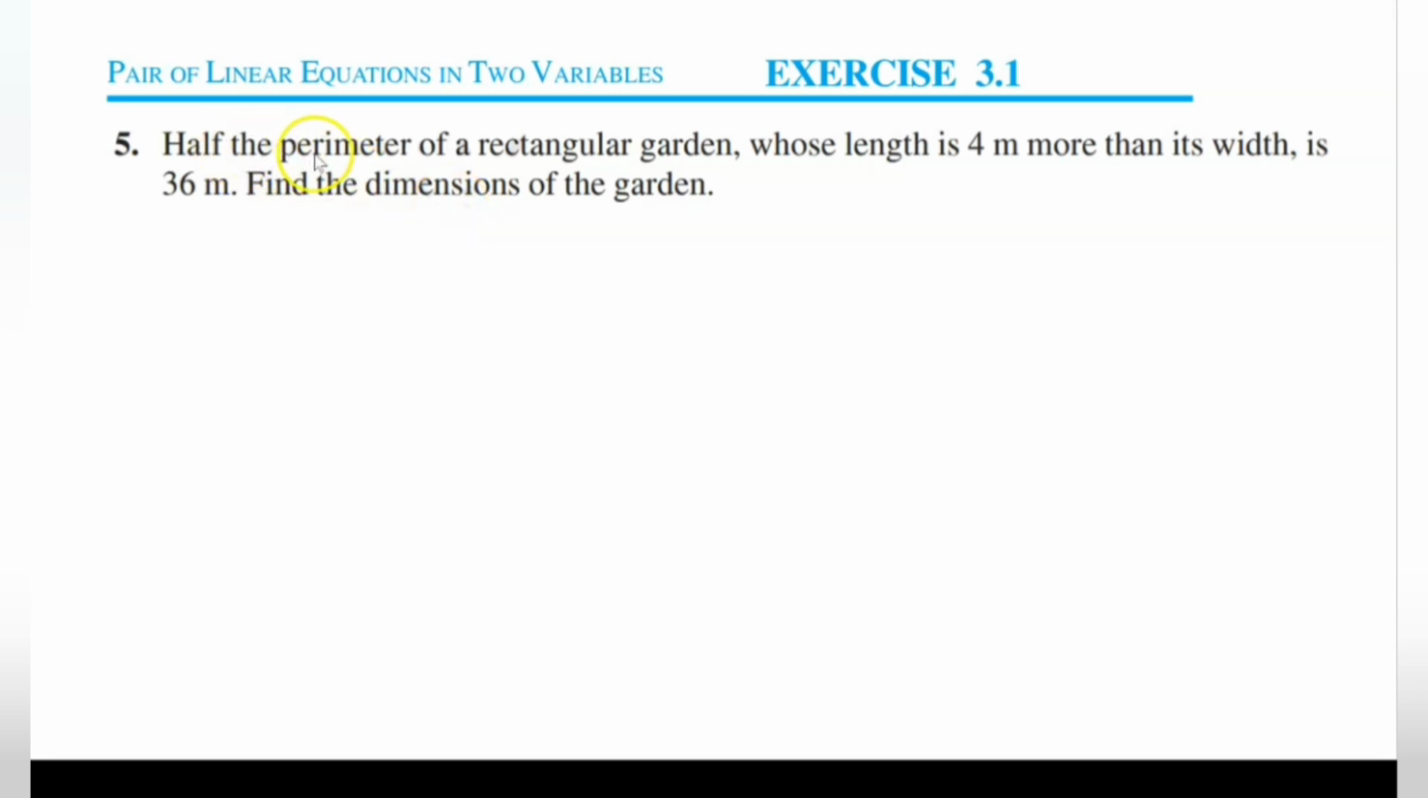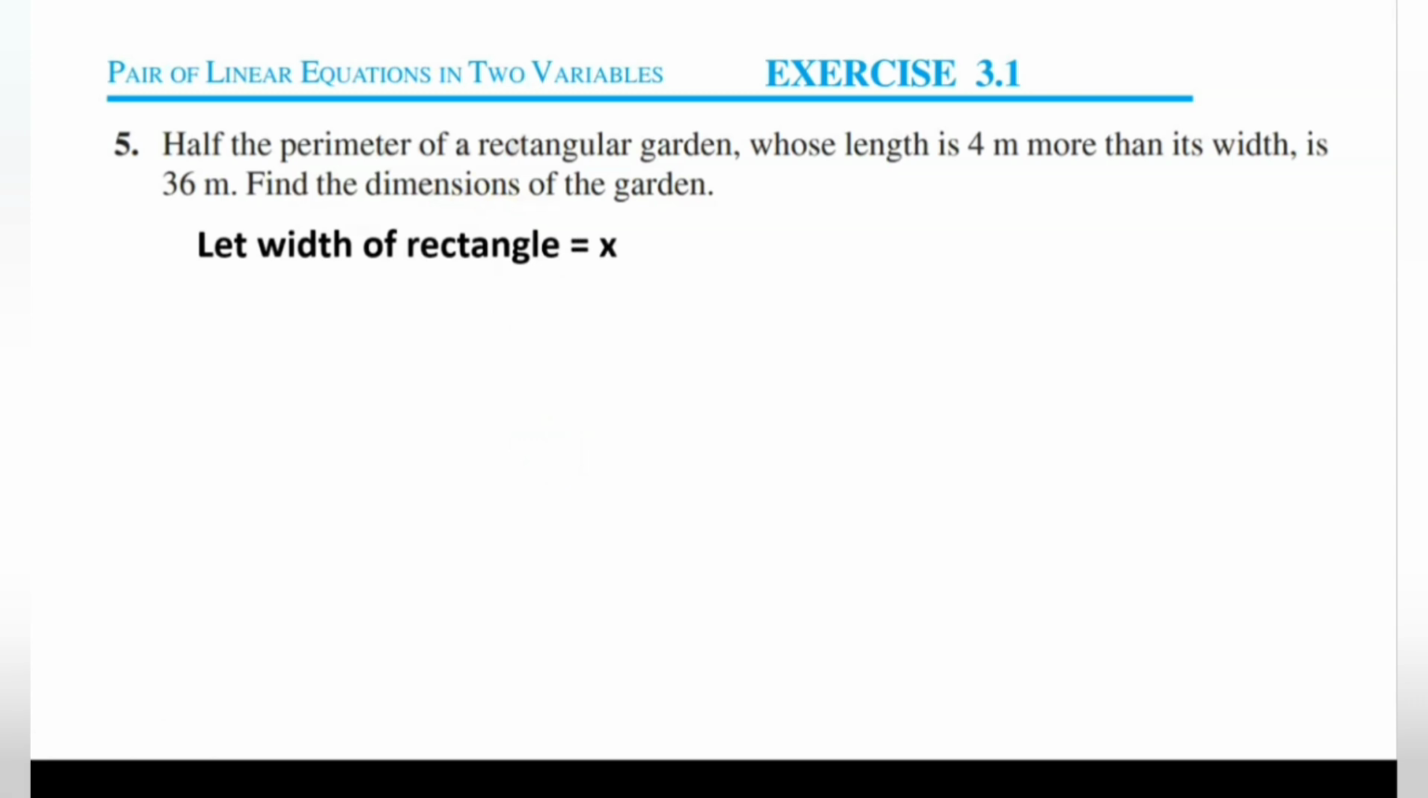Also given, half the perimeter of the garden is 36 meters. Length is 4 meters more than the width and half of the perimeter of that garden is 36 meters. These two things are given. You need to find the length and width of the garden. So for that let us assume the width of the garden as x.